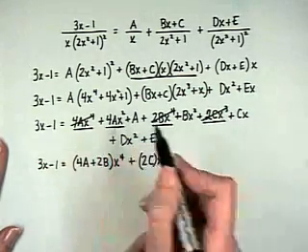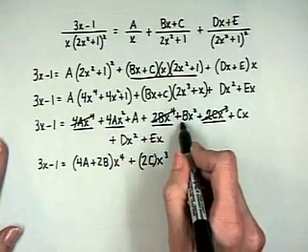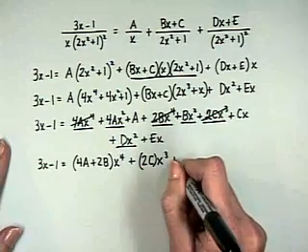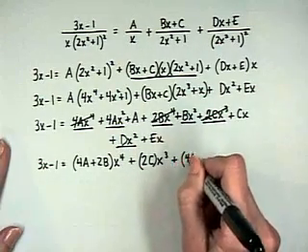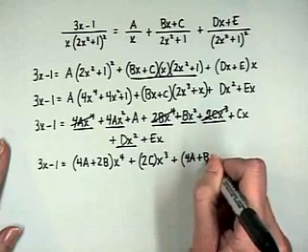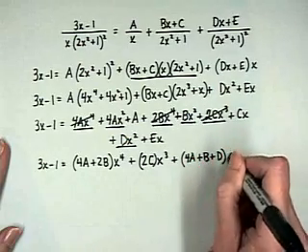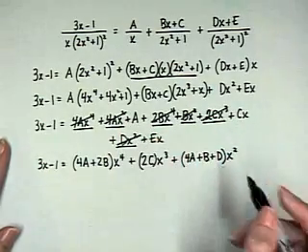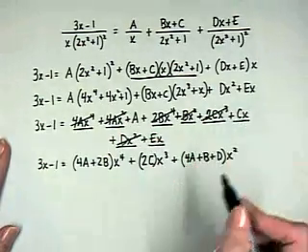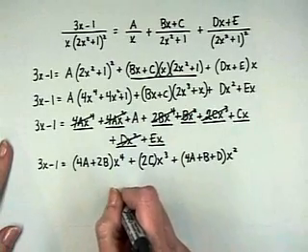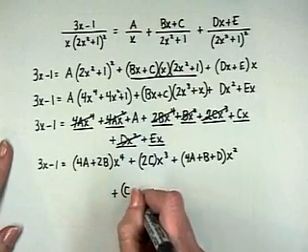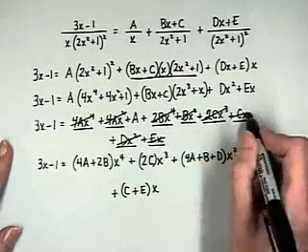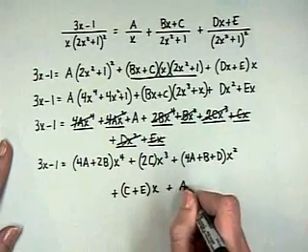We have a 4ax squared, a bx squared, and a dx squared. Combining those gives us 4a plus b plus d times x squared. Next, we note that we have a cx and an ex. So this is going to be plus c plus e times x. And then finally, we have a constant of a.